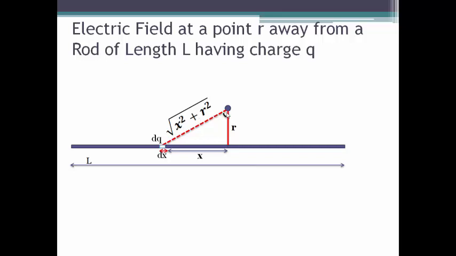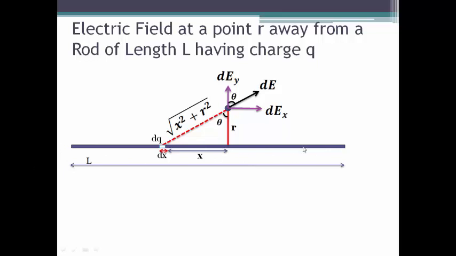Here we will have the angle of inclination, let us denote it by theta. Therefore, at this point, the electric field due to dq will be pointing in this direction. Let us call it dE. Now, dE will have components along the x-axis and y-axis. Let us label them dEx and dEy. Now, if this is theta, this angle will also be theta.